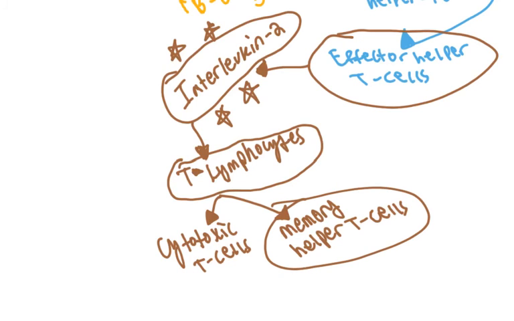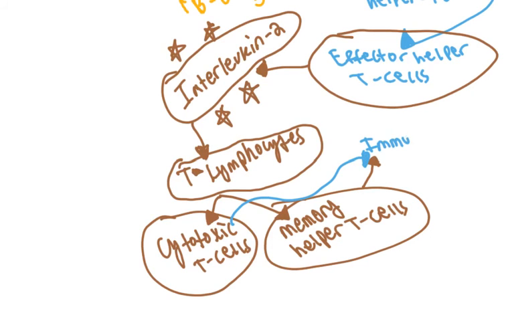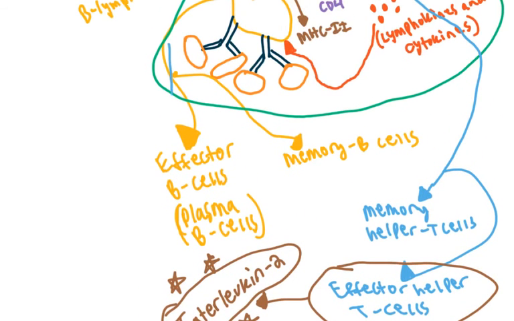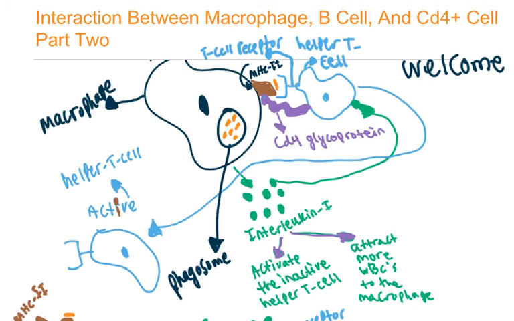Okay. And so again, this will help all together to improve our immune response and take care of whatever pathogen that's trying to destroy us. All right. So that's pretty much what I wanted to get through in this video. Sorry about that random mark. I just want to talk about the basic interactions between macrophages, B cells, and CD4 positive cells, or also known as helper T cells.